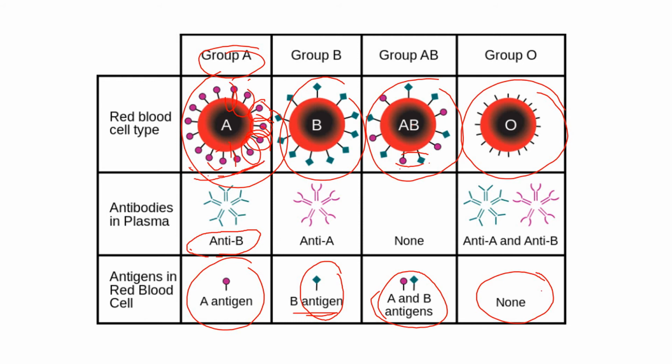Now, it's going to be reverse for those who are group B type blood, because they have an anti-A antibody in their plasma. They'll reject anything that has A antigen and it'll accept everything that is B antigens.